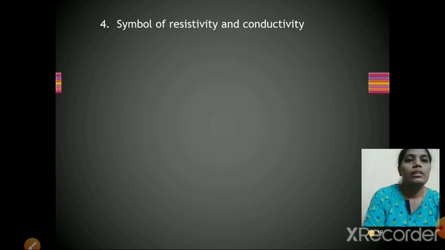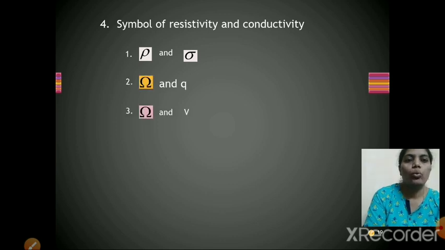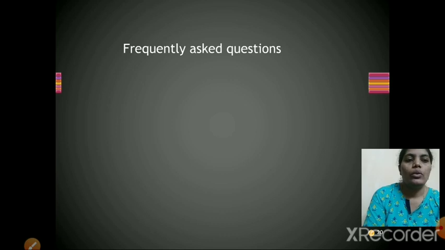Now, what are symbols for resistivity and conductivity? Rho and sigma, ohm and q, ohm and v, none of the above. That is rho and sigma. Now, here are some frequently asked questions.